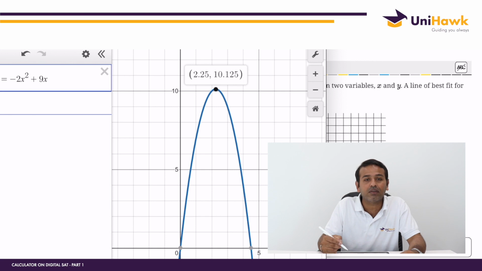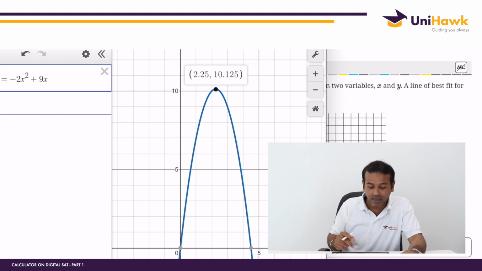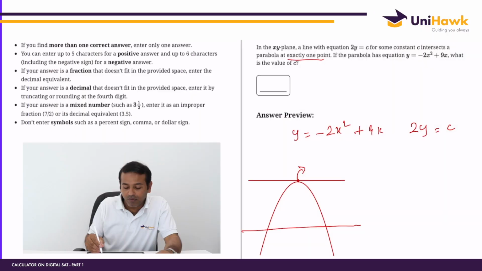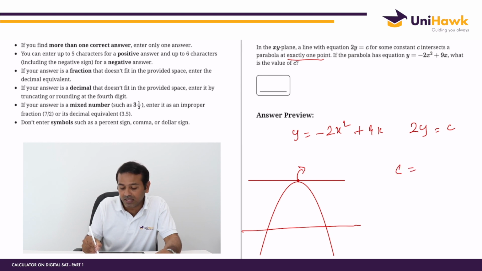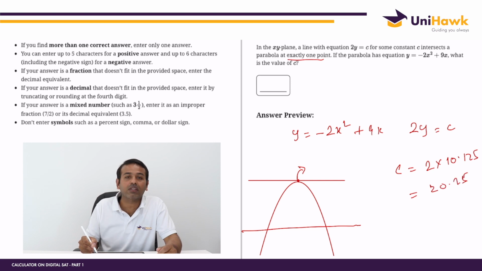If you observe, the vertex of the parabola is 2.5, 10.125, in which we just need the value of y. What is the value of y? 10.125. So if y is 10.125, what should be the value of c? C is 2 times 10.125, which is 20.25. So this is the value of c.